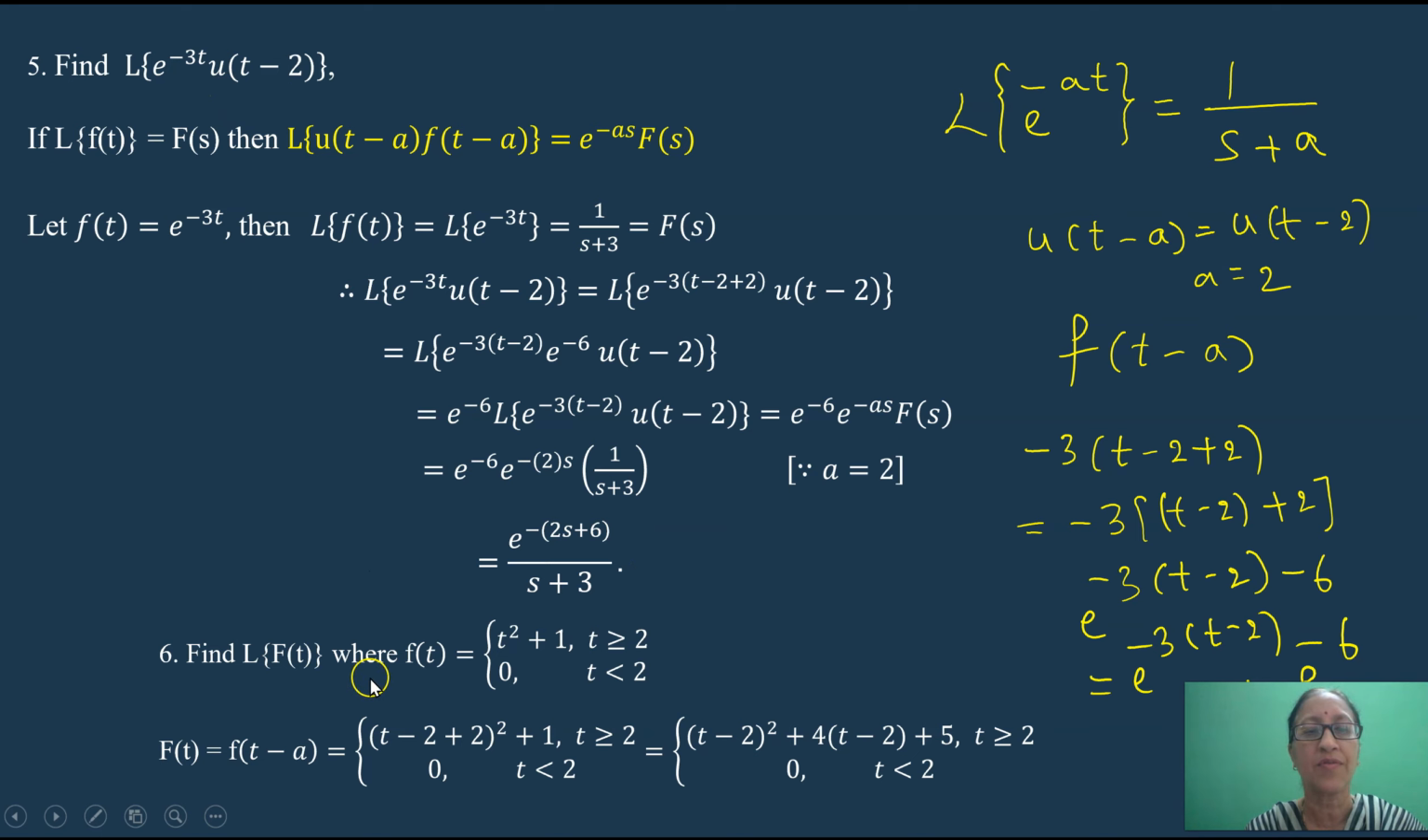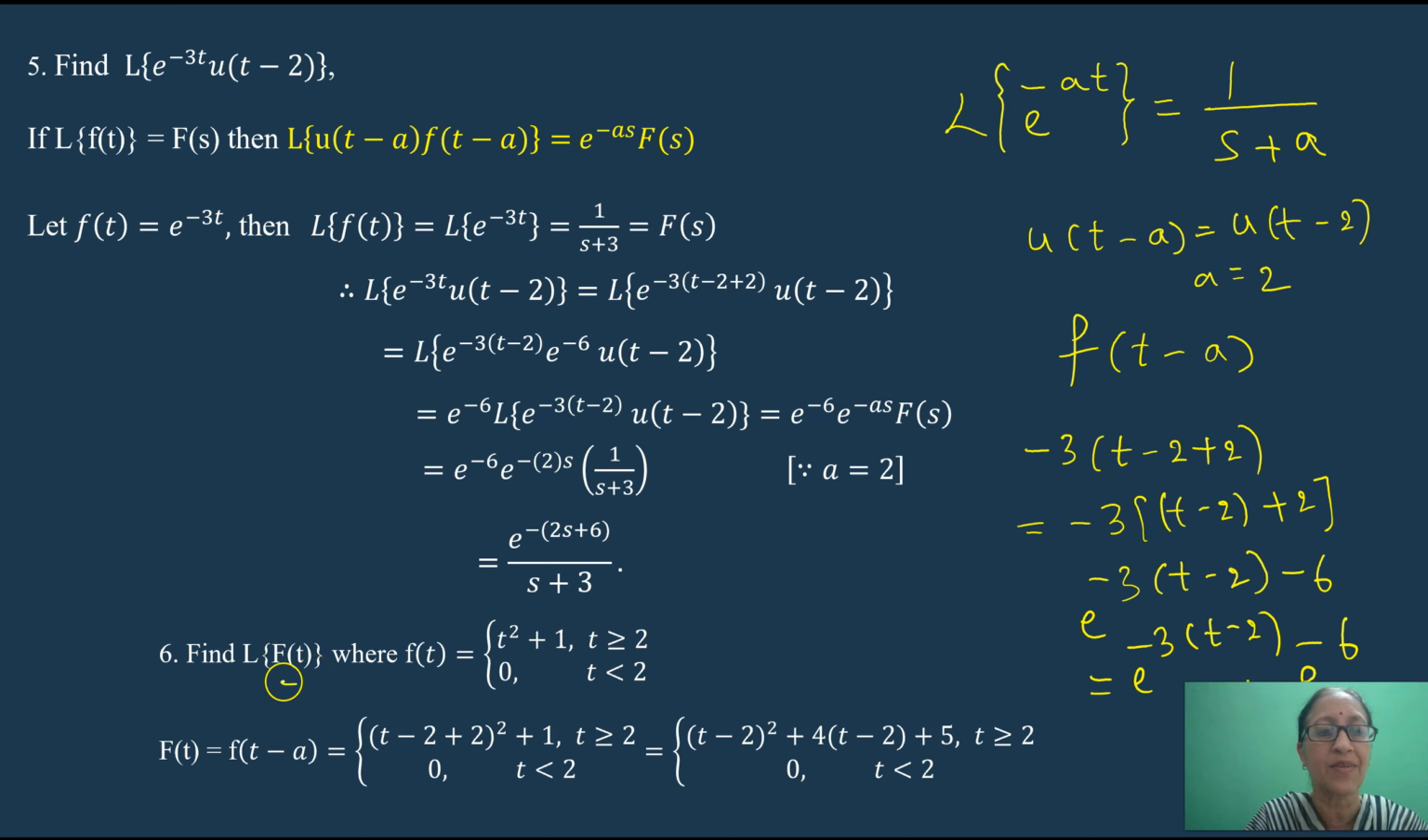Find L of f of t, where f of t equals t square plus 1 when t is greater than or equal to 2, 0 when t is less than 2. Now capital F of t equals f of t minus a. Here this is in the form of only t, but we should write it in the form of t minus a when you consider capital F of t. Here given f of t is small f of t, but we need capital F of t to find Laplace transform of capital F of t.